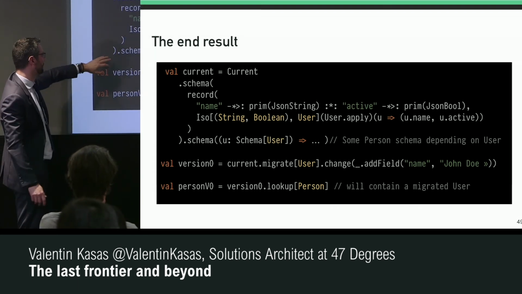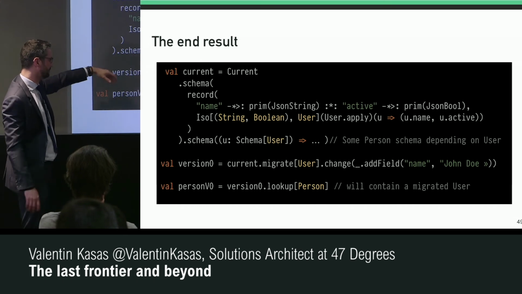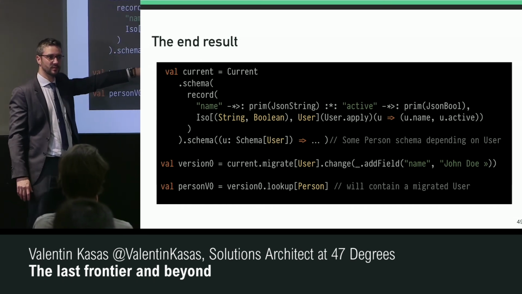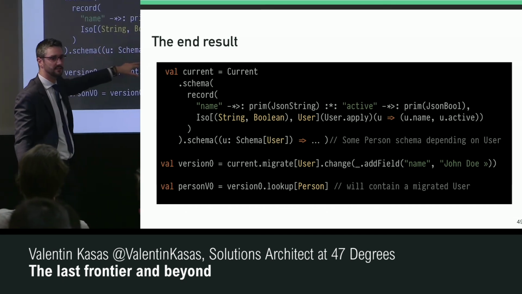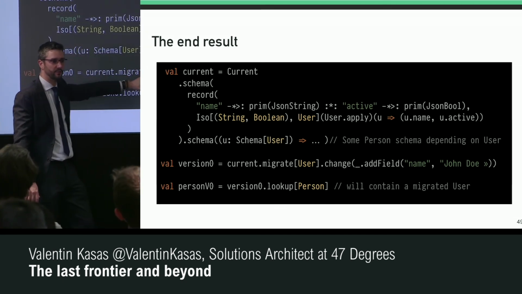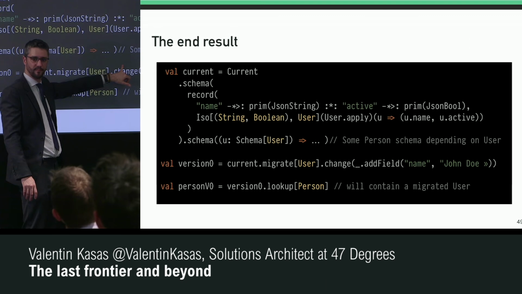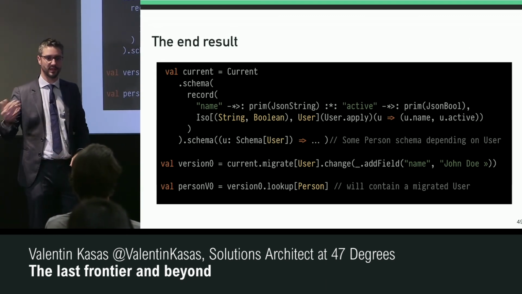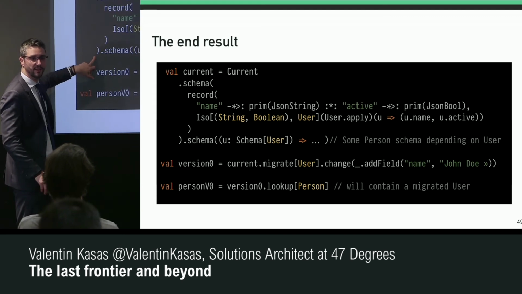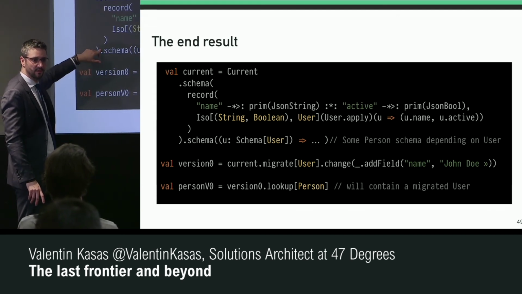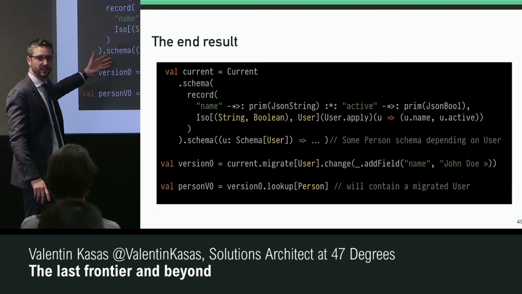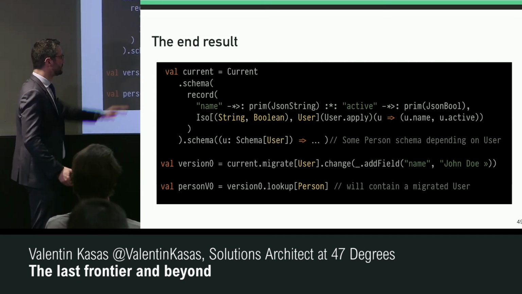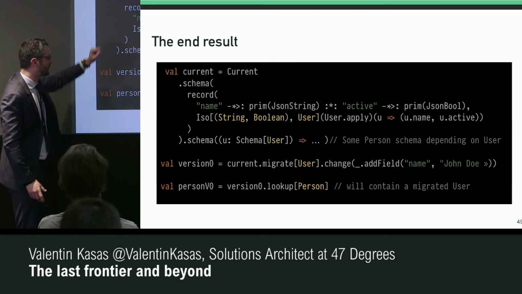And then we have, for example, a person schema that depends on user. So we define it as a function that takes the schema for user and returns the schema for person. And so on. If we need a schema that has a field of type person, we can add it after this one, by putting a function that takes a schema for person and so on. So that's our current version.